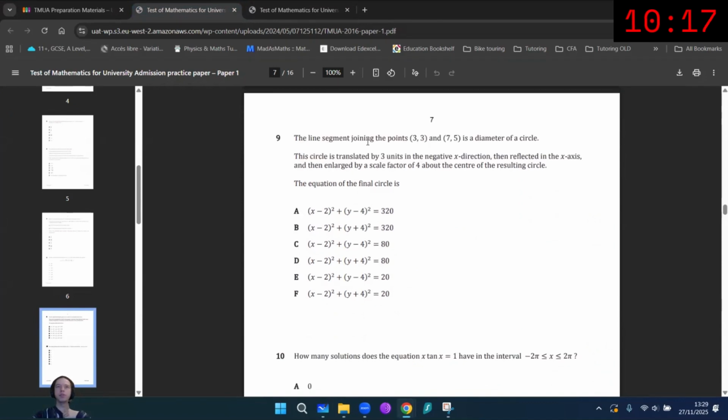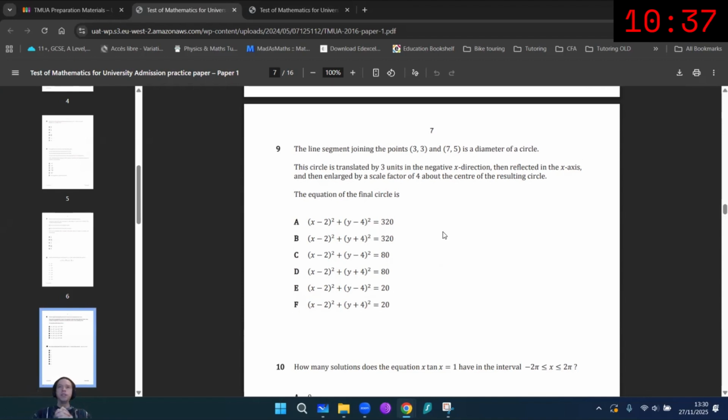Question 9. The line segment joining the points (3, 3) and (7, 5) is the diameter of a circle. The circle is translated by 3 units in the negative x direction, then reflected in the x-axis, and then enlarged by a scale factor of 4 about the center of the resulting circle. The equation of the final circle is... Please pause the video and try the question yourself. I will copy it to the board.